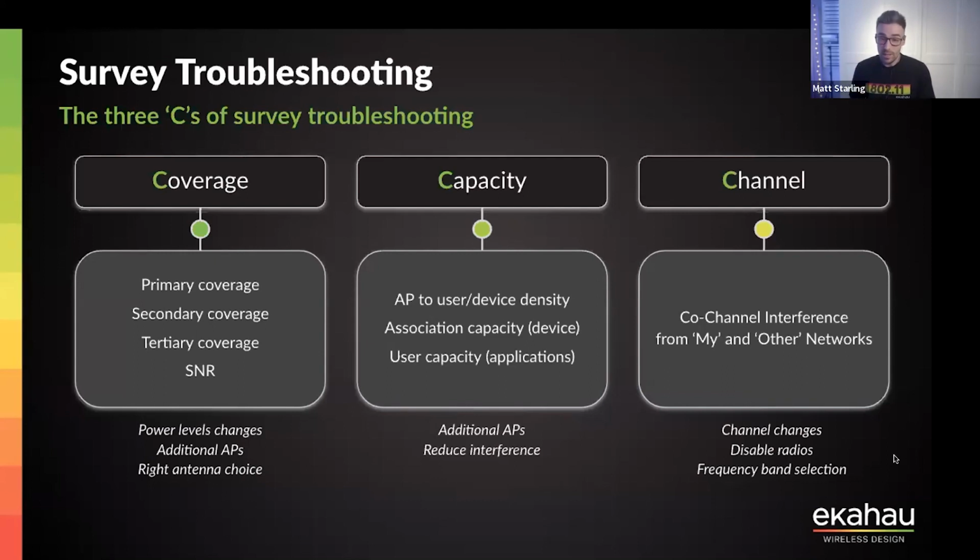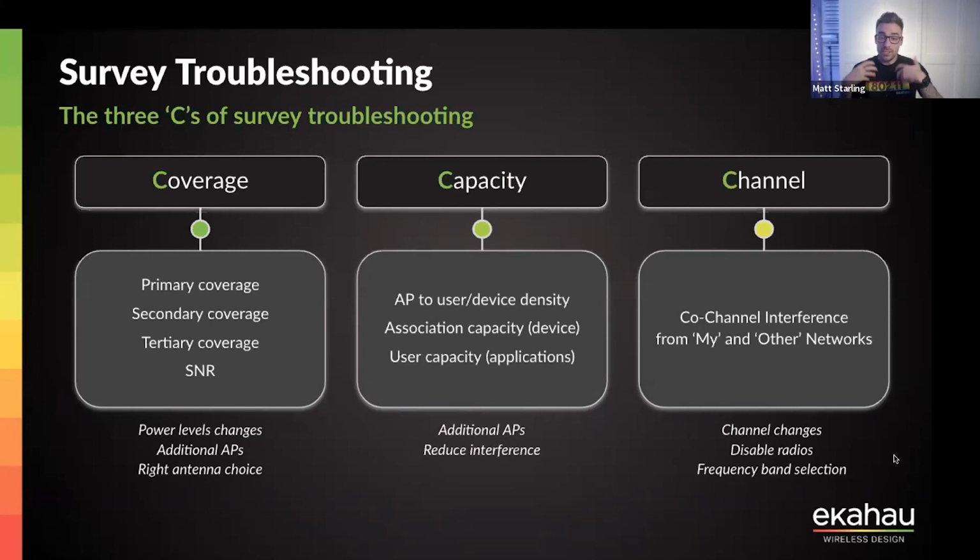If you've got too many client devices trying to associate to the same radio on the same channel at the same time, all trying to do time-sensitive applications like voice or video, because typically in Wi-Fi only one device on a channel can transmit at a time, and that's an access point or client devices. And then finally, we want to look at the channel.